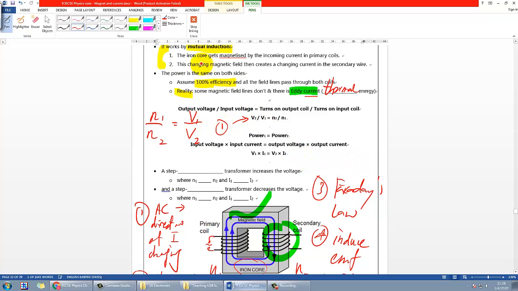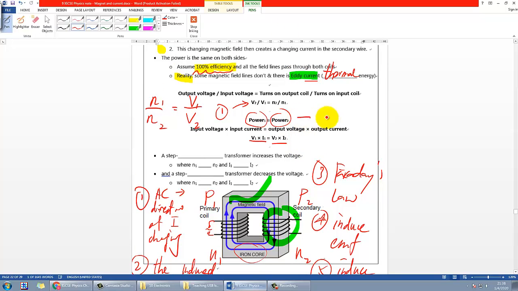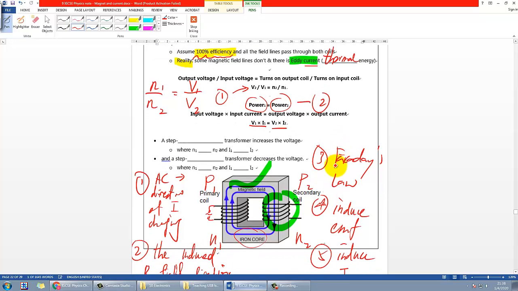The second equation is based on the assumption that we assume it is 100% efficient, and therefore the power loss is 0, and that means the power in the primary side and the power in the secondary side would be equal. So power 1 equals power 2, and since power equals VI, we have V1 I1 equals V2 times I2. So this is the second equation that you will probably use quite a lot whenever a transformer is involved.